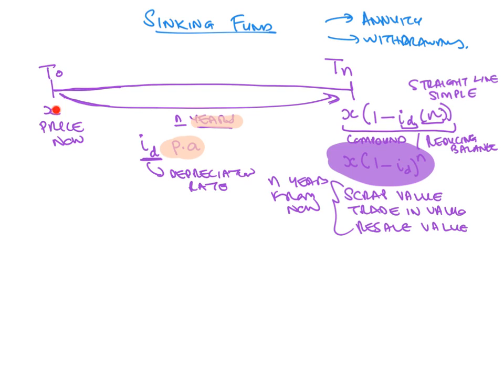So now the price of my machine is X. When it depreciates with time, it can either depreciate on the straight line basis or on the reducing balance basis. And this value that I've highlighted in purple is called the scrap value or the trade-in value or the resale value. And this happens n years from now. And that is how I calculate the value of an old machine.